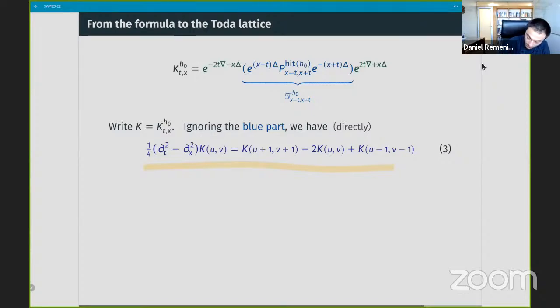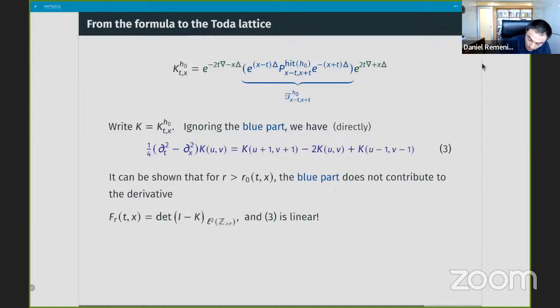That's the point. And then the blue part, which is another kernel, another operator if you want, but just think of it as a matrix, it's complicated, but you can check it. This takes a little bit of work, but it's not too complicated. You can check that this blue part actually doesn't contribute to the derivative. So I'm gonna have a piece of the derivative coming from here, another one from there, and another one from there, but that one is not there. The one in the center doesn't contribute at all, okay? So the conclusion that I get is that K satisfies this linear equation.